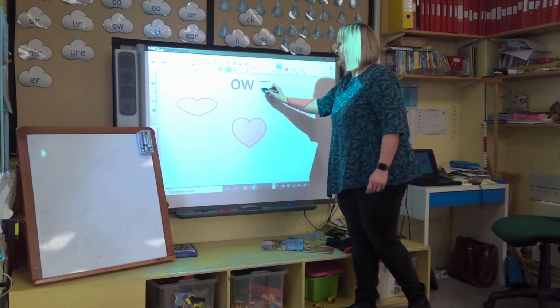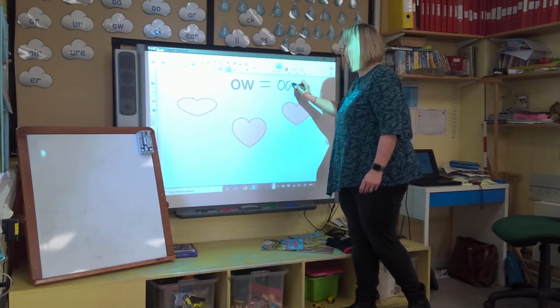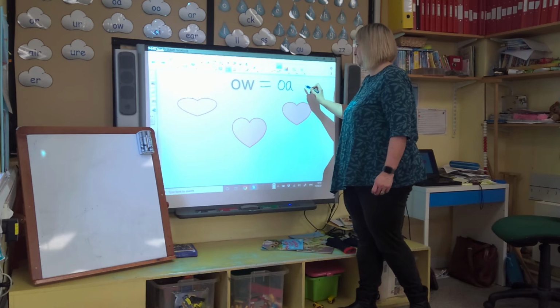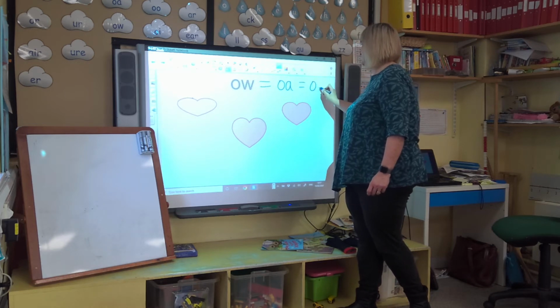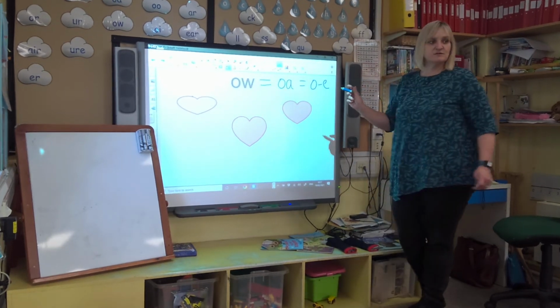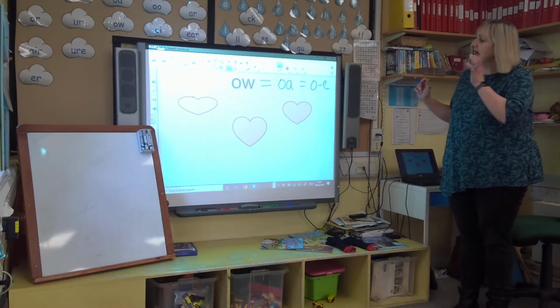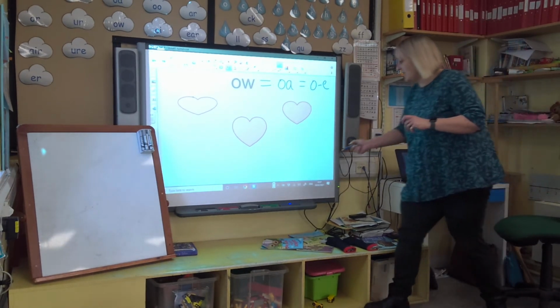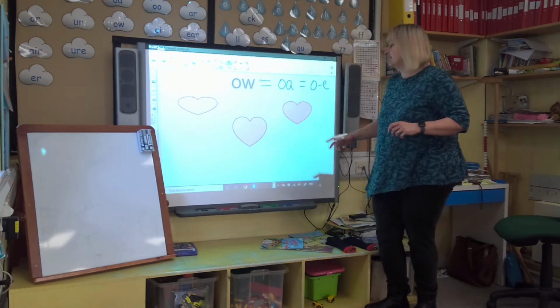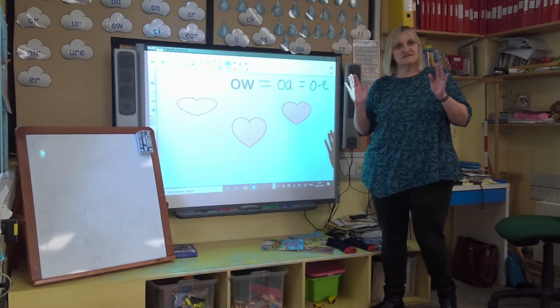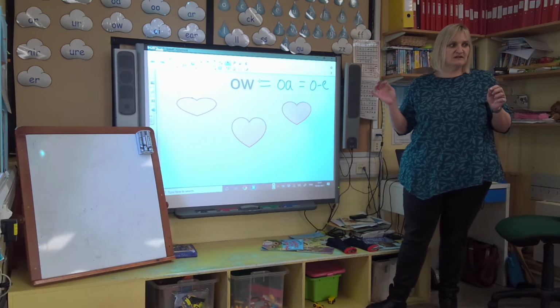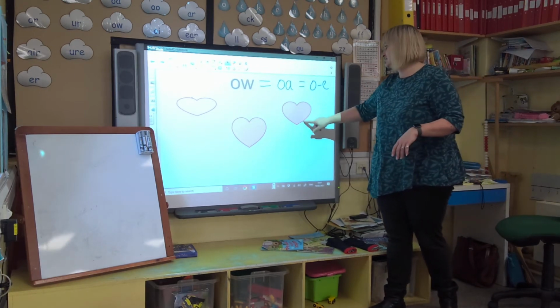So it's the very same as our O sound that we know, or our split digraph that we learnt last week. So that is what we're doing with our O sound. So I've just got a few words for us to try and read together to remind us that it's saying an O sound today.